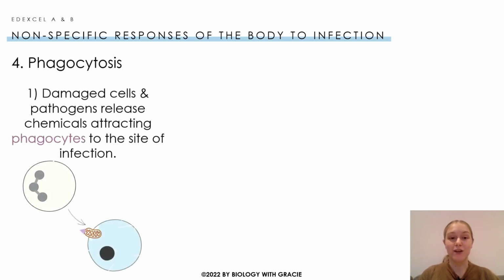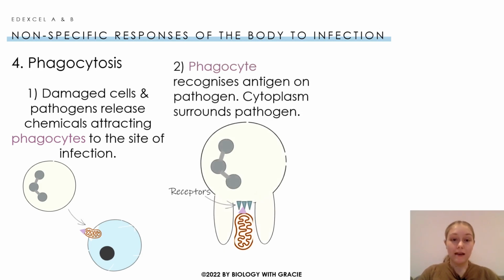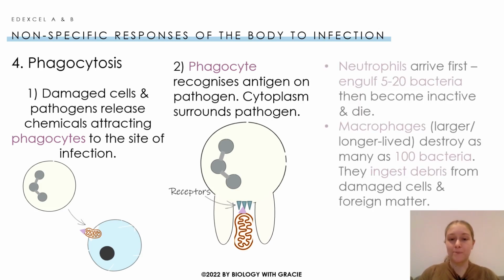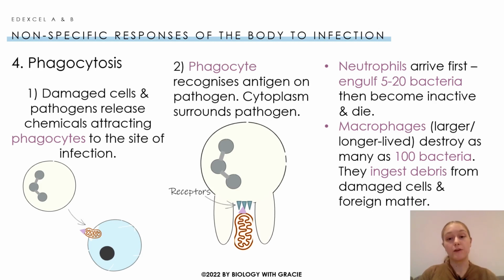So the first stage of phagocytosis is the damaged cells and pathogens releasing chemicals which attract the phagocytes to the site of infection. And then that phagocyte is able to recognize the antigen on the pathogen, and the cytoplasm surrounds that pathogen, so it forms an invagination. And then the neutrophils are actually the phagocytes which arrive first, and they're able to engulf about 5 to 20 bacteria, but they then become inactive very quickly and die. Whereas we have macrophages, another type of phagocyte. Again, if you see my previous video on immunology, we talk a lot more about that. But these are larger and longer lived phagocytes, so they're able to destroy as many as 100 bacteria. So a lot more than neutrophils can, and they ingest debris from damaged cells and foreign matter.